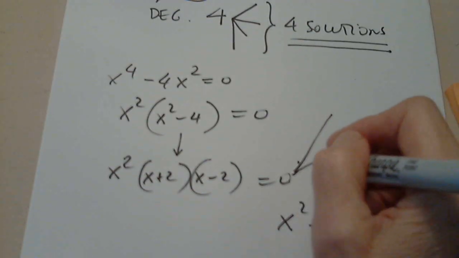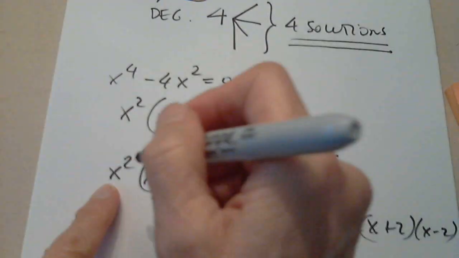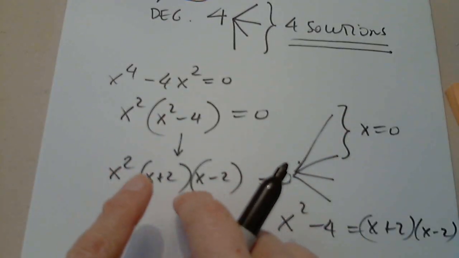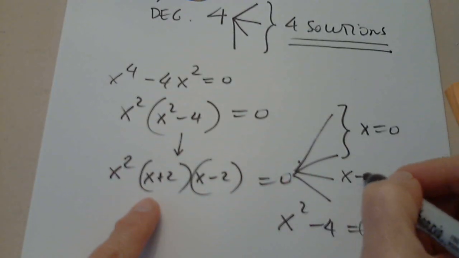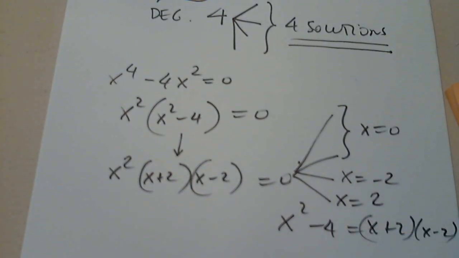So therefore, we have those 4 solutions. X equals 0, x equals 0. So we have 2 solutions, x equals 0. When x plus 2 is 0, I have the solution negative 2. When x minus 2 is 0, I have the solution 2. So I found 4 solutions because the degree of the polynomial I started with is 4. So the solutions are 0, negative 2, and 2.